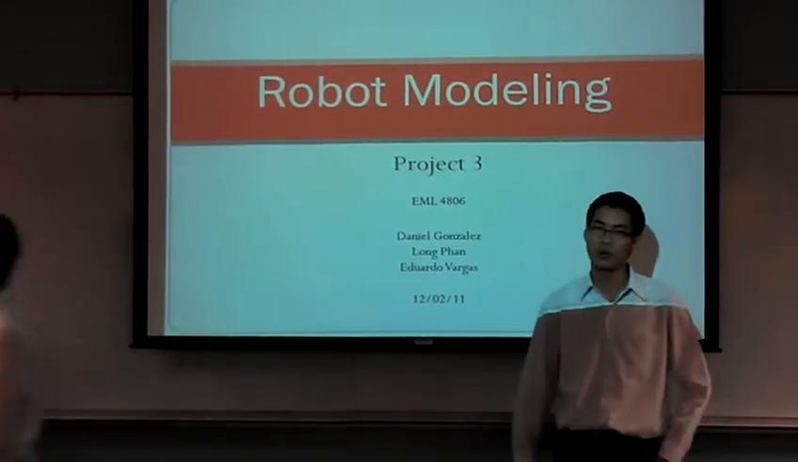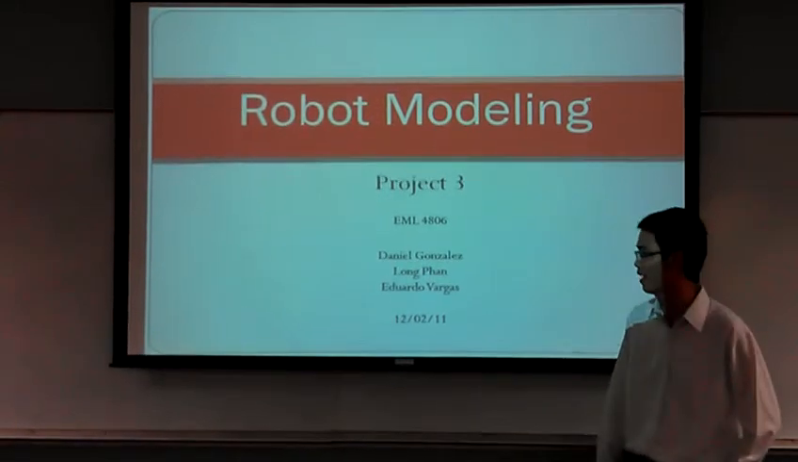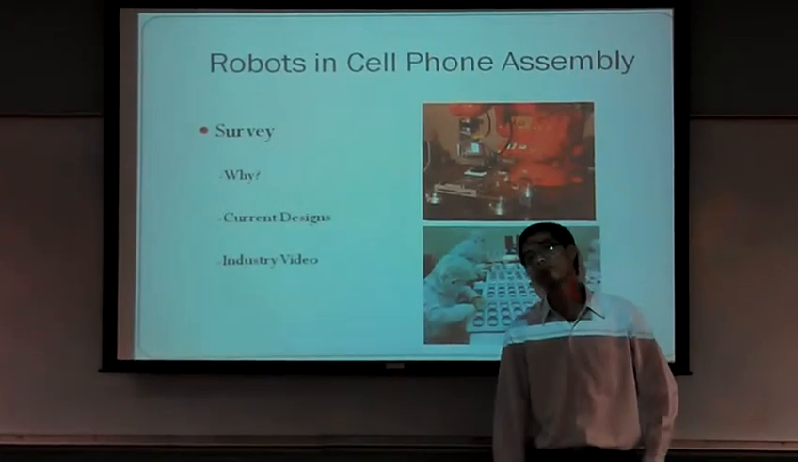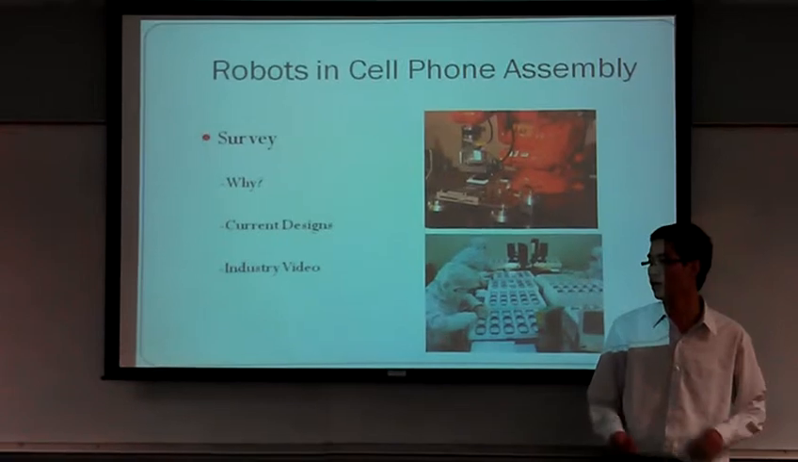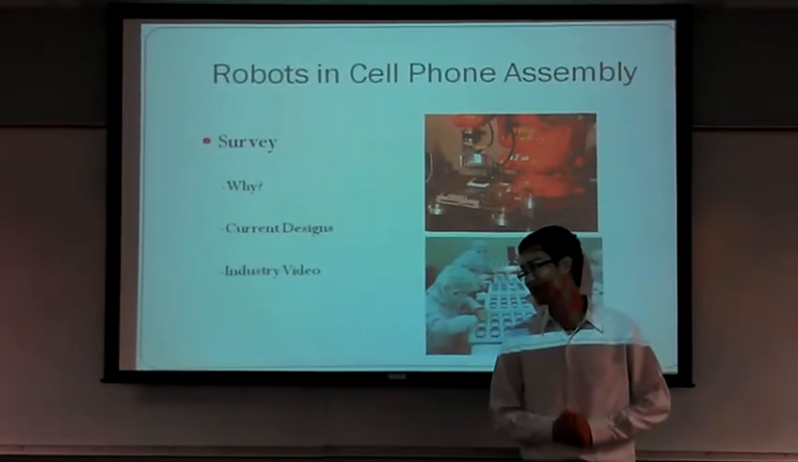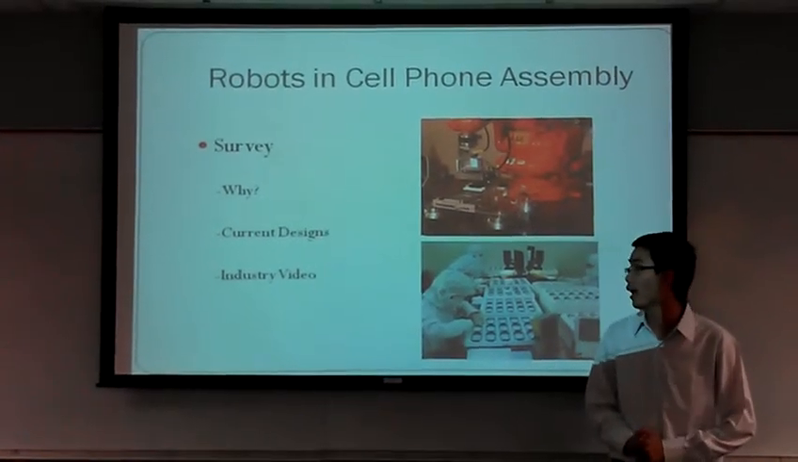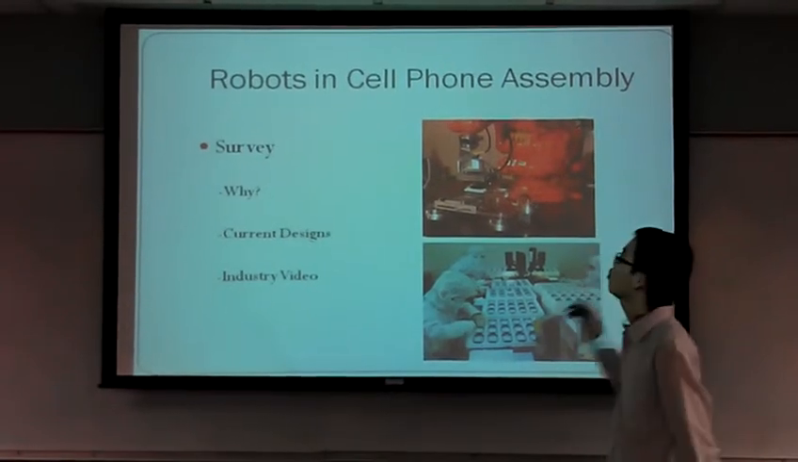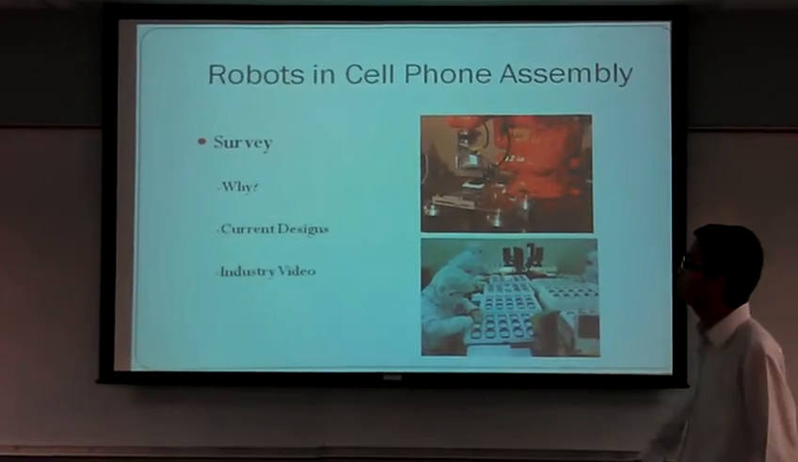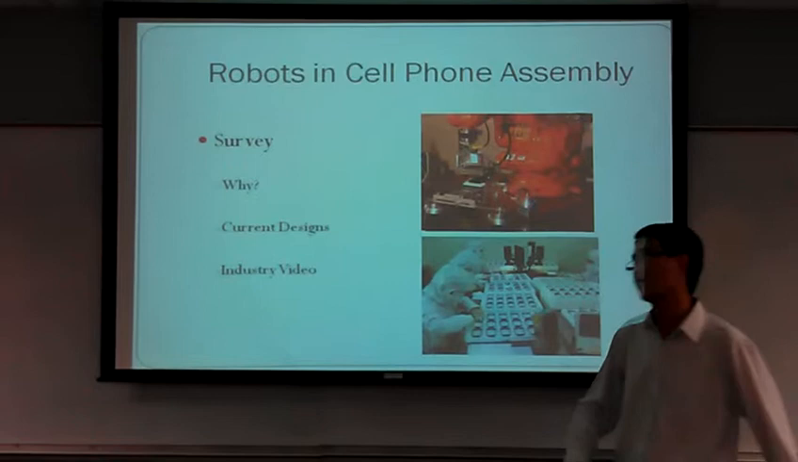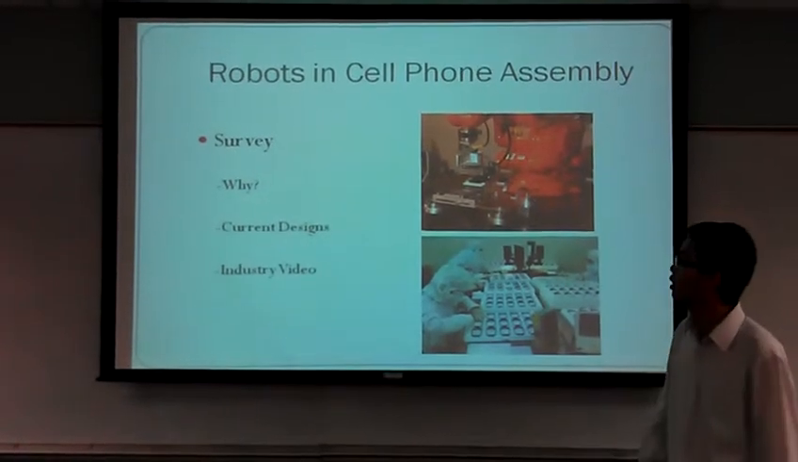Today we are presenting a project in robot modeling class. We are assigned to design a robot in several assemblies. The project is broken down in two parts. The first part is a survey, and the second part is a design of robotic arms.